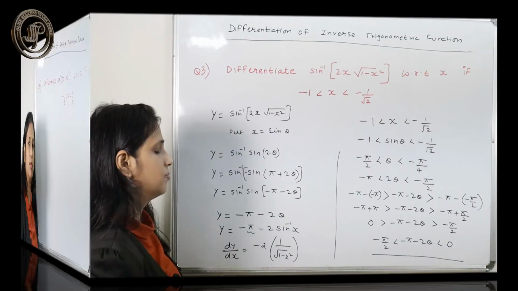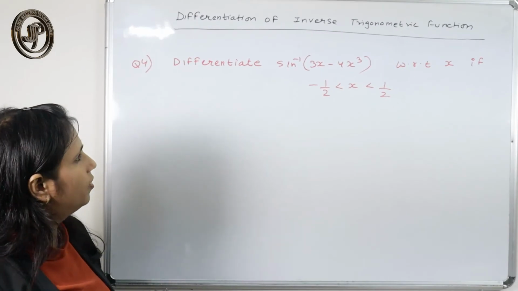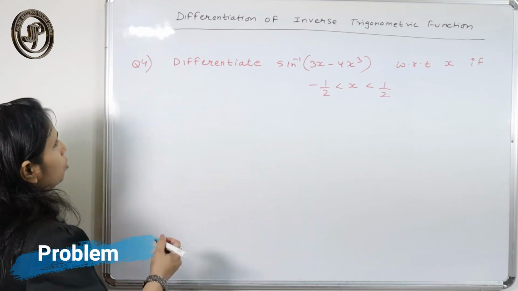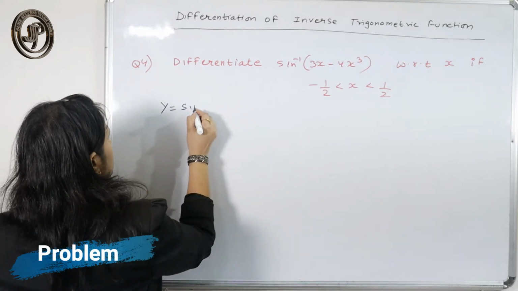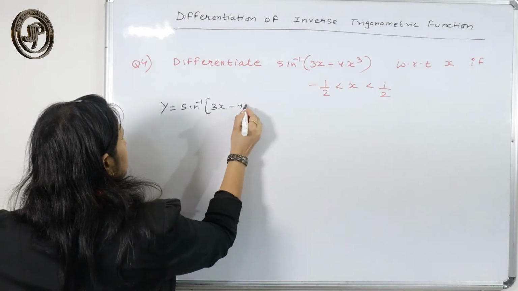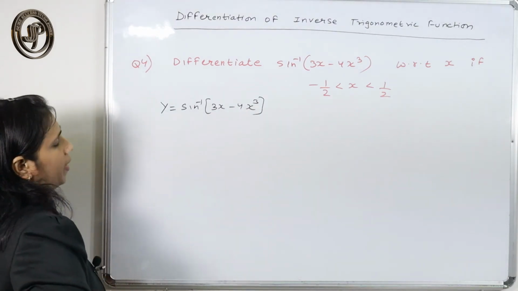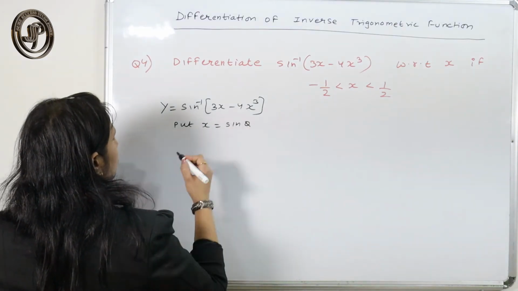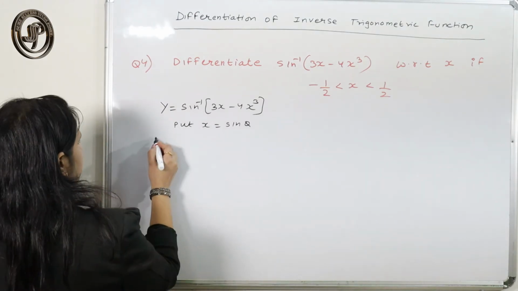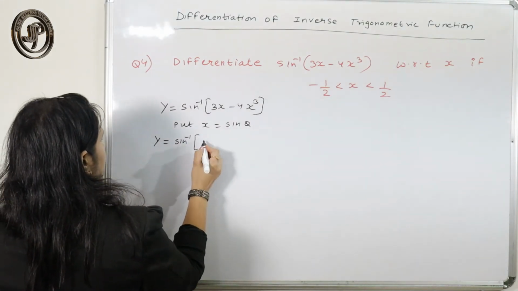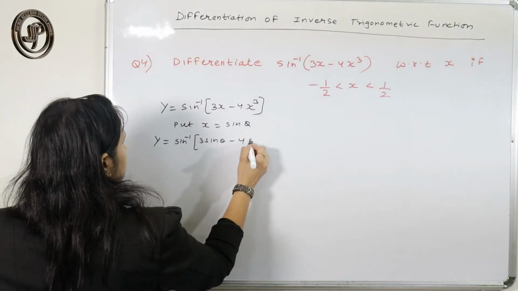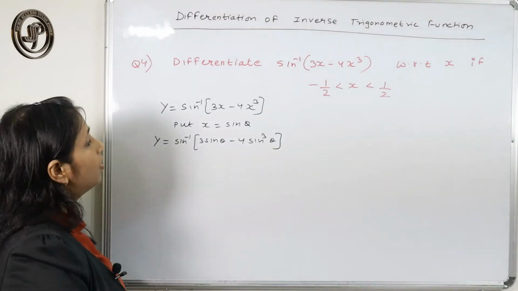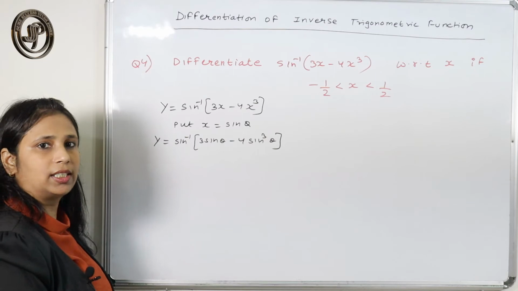this answer. See one more question, differentiate this with respect to x if x lies between minus 1 by 2 to 1 by 2. So here we take this as y. Now here also put x as sine theta. Why? Because I had told you the formula of sine 3 theta. So if you remember, this becomes your formula of sine 3 theta, right? 3 sine theta. That's why I am substituting x as sine theta here.